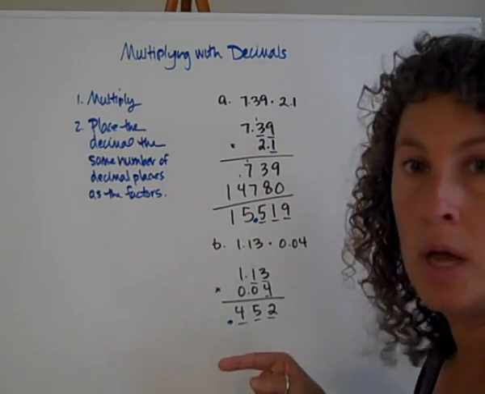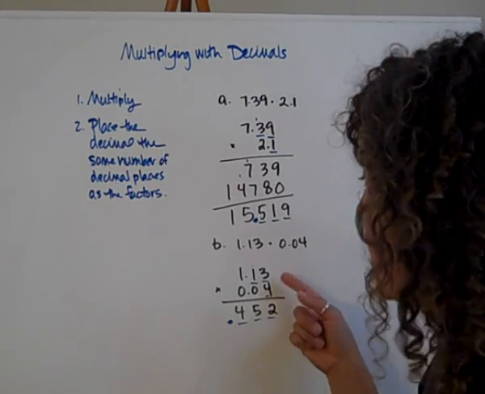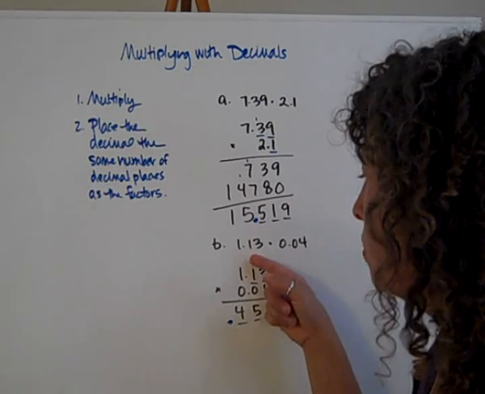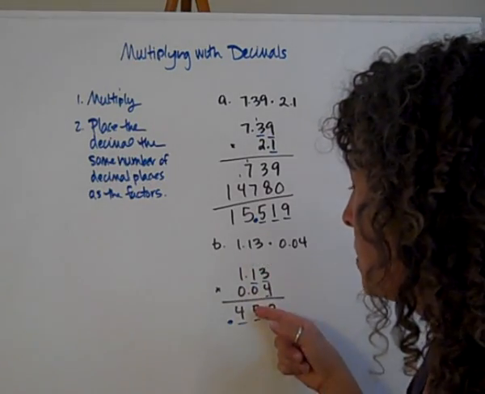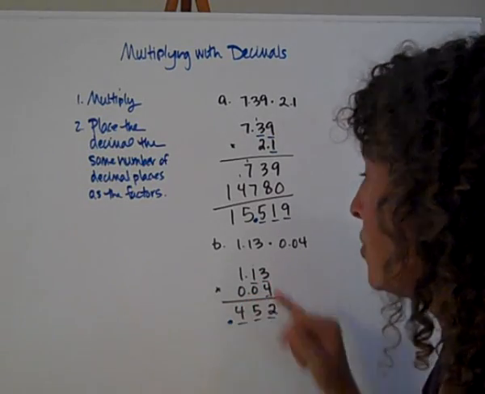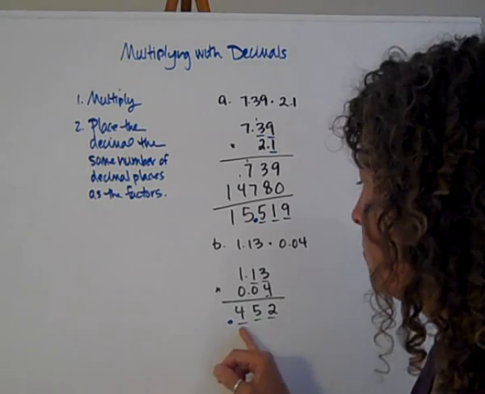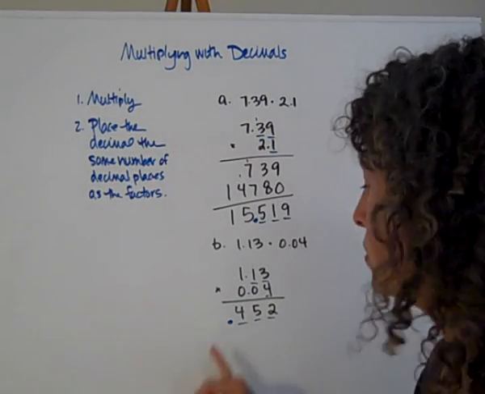Again, line them up and just multiply. There's really only one digit here that's really significant to multiply. 4 times 3 is 12, carry the 1. 4 times 1 is 4, plus 1 is 5. And 4 times 1 is 4. Again, I have 3 digits to the right of the decimal point. So I'm going to give myself 3 places to the right of the decimal point here.